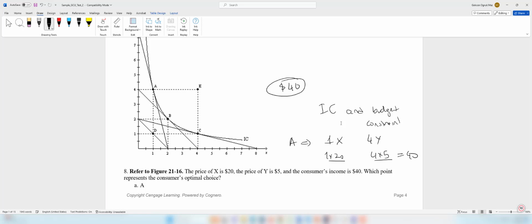But let's see B. For B, the consumer buys 2X and 2Y. 2 times 20, 2 times 5. It's above the budget. The sum of this consumption is above the budget. So B cannot be optimal. Similarly, C cannot be optimal. Therefore, the right answer is A.